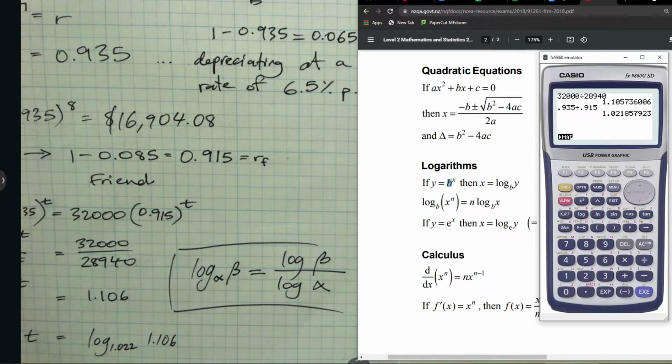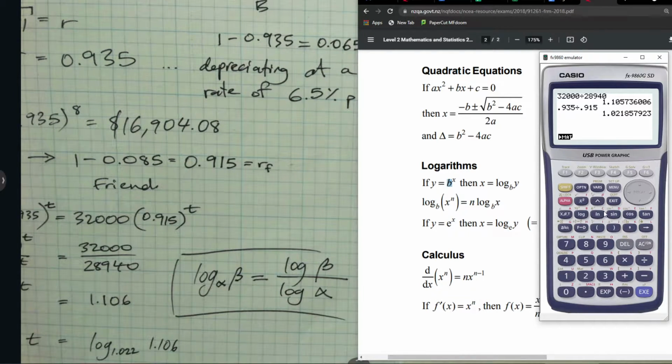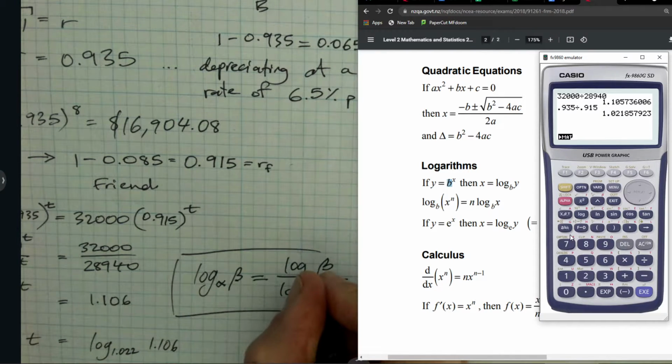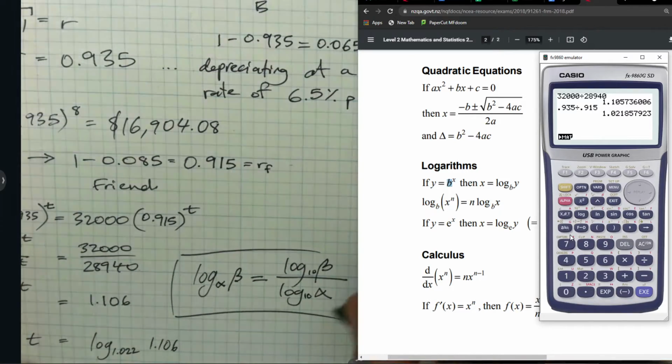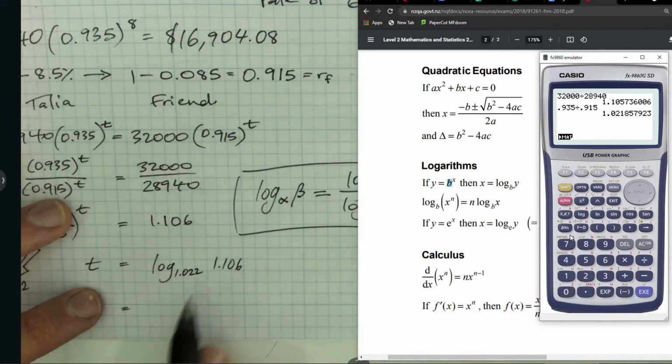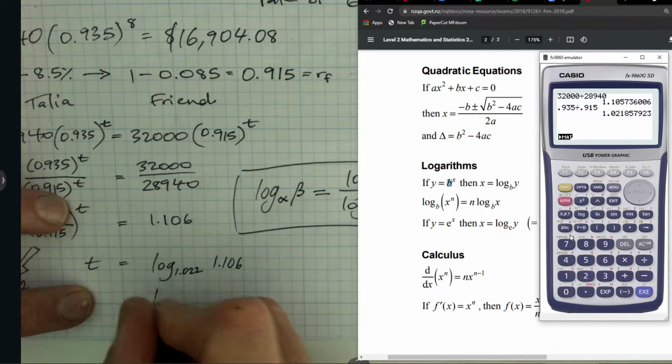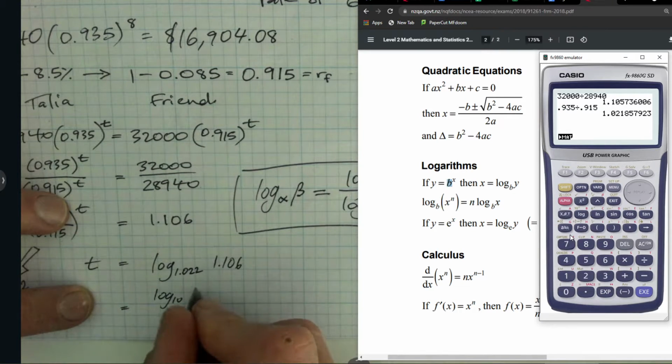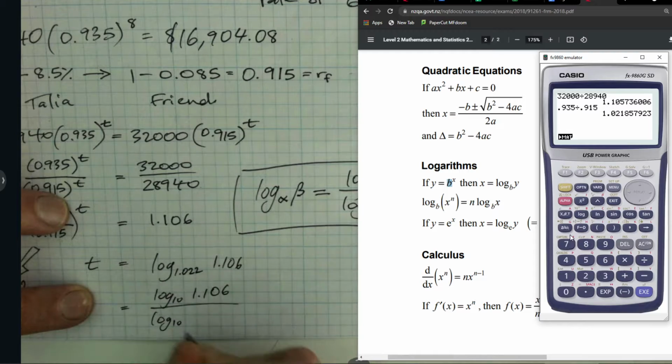So my calculator's natural base is, the ln one does log base e, and that log button does log base 10. So I'm just going to do log base 10 for all you engineers out there. So I'm going to use that law here. So it's going to be log base 10 of 1.106 over log base 10 of 1.022.